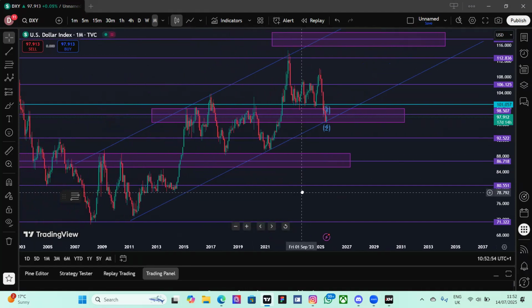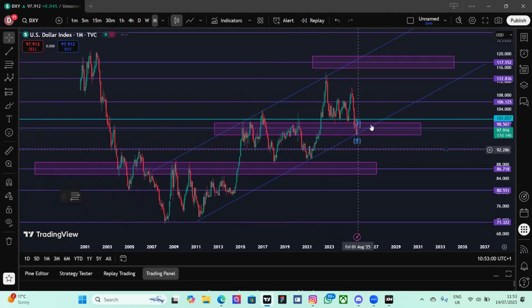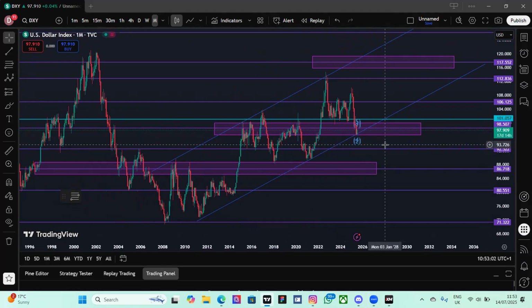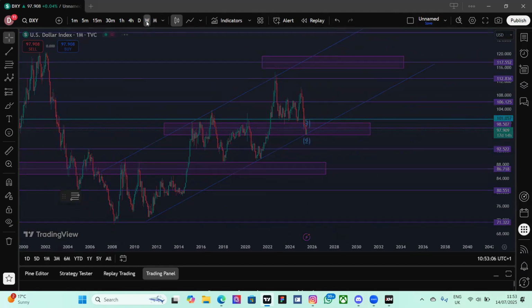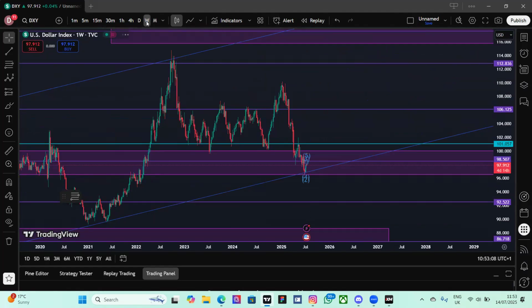So looking at DXY, we are on the monthly time frame. All the zones have actually just been mapped out, as you guys can see. But we will zoom in on the weekly. On the weekly, as was shown, we have been on a little bit of a downtrend, pushing down to the downside into this crucial level right here, which is a demand zone, pushing up.